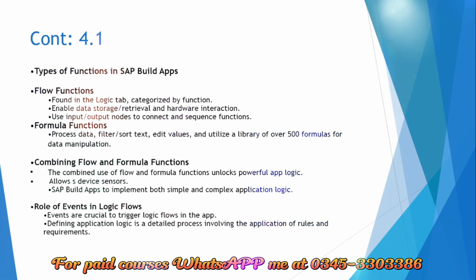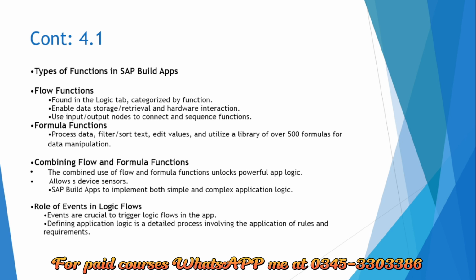There are mainly 3 types of functions in SAP Build Apps. Number one is flow functions, number two is formula functions, and number three is the combination of flow and formula functions, which helps to create complex app development. So let's discuss what flow functions are. Flow functions are found in the logic tab, categorized by function. They enable data storage, retrieval and hardware interaction, like camera, barcode scanning and so on. This means hardware interaction comes under flow functions.